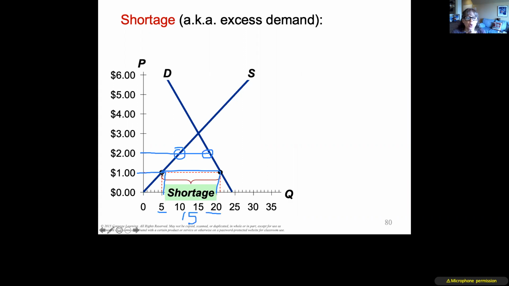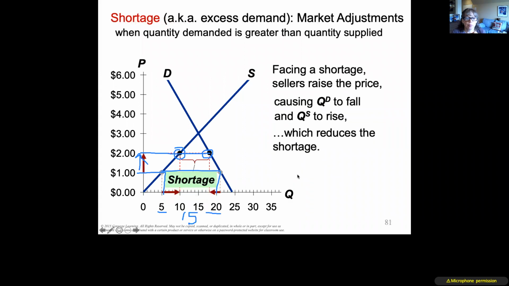So the market forces are going to do what? They're going to push the price upward. As they push the price upward, what happens is the quantity demanded starts to fall. Why does the quantity demanded start to fall? As the price goes up, remember, price is inversely related to demand. So as the price gets higher, the quantity demanded goes lower.